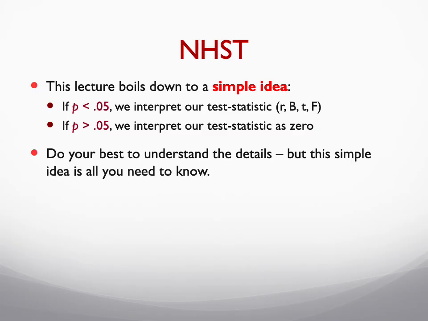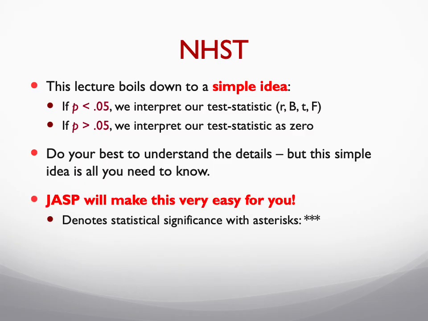It's great if you can understand the details of the logic leading up to that conclusion, but the simple idea of p less than or greater than 0.05 is all you're going to need to know in an assessment situation. I say this not so that you just ignore all of this, but to lower the stakes and maybe the pressure of really understanding the nitty-gritty, hopefully making it easier to understand. The good news is that JASP, our statistical program, is going to make this really, really easy for you. It's going to denote statistical significance with asterisks. So it's actually just going to tell you, look, here's a significant result, and look, here's a non-significant result.